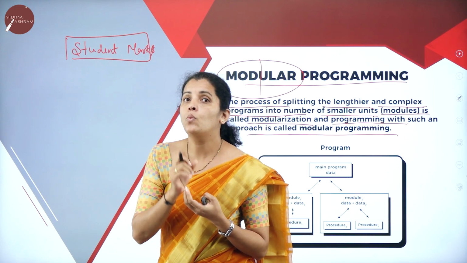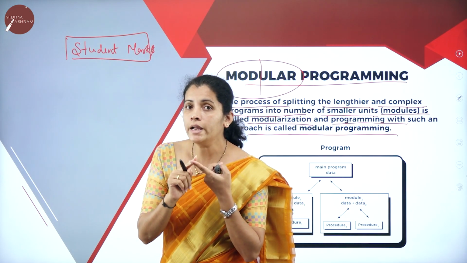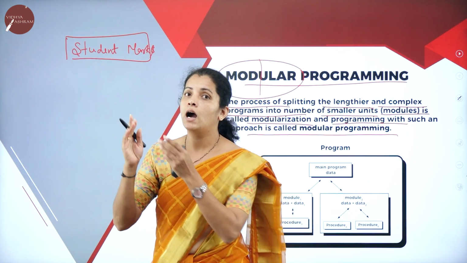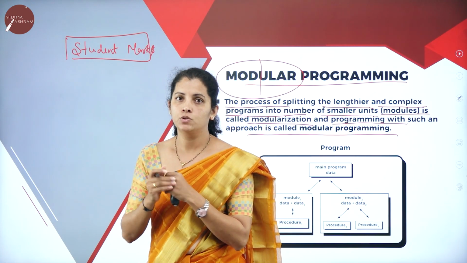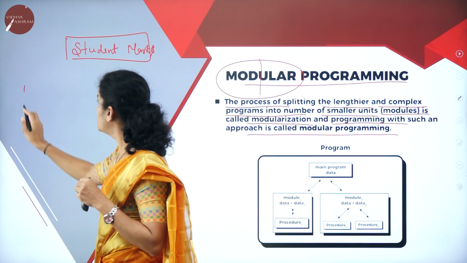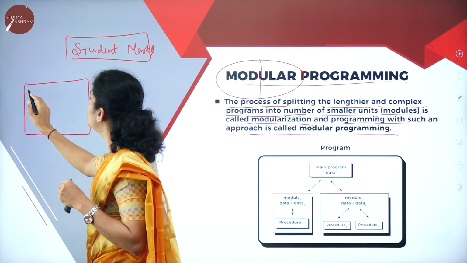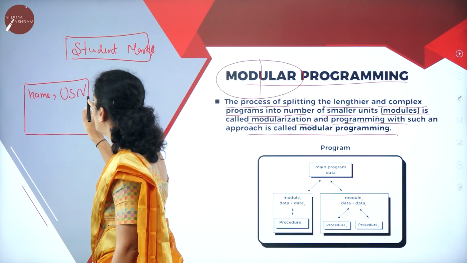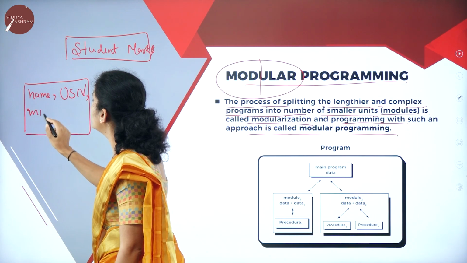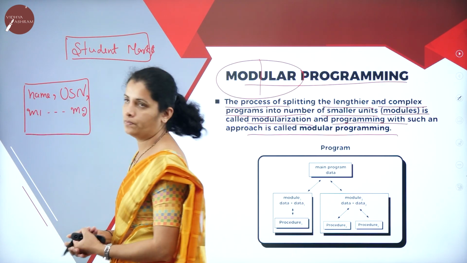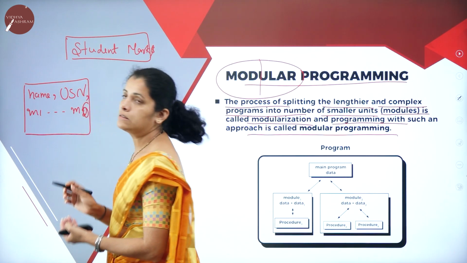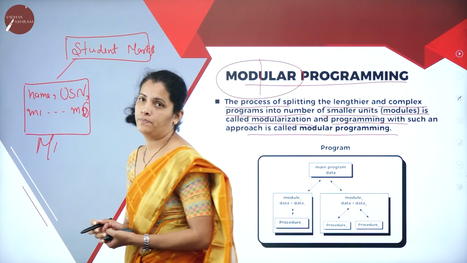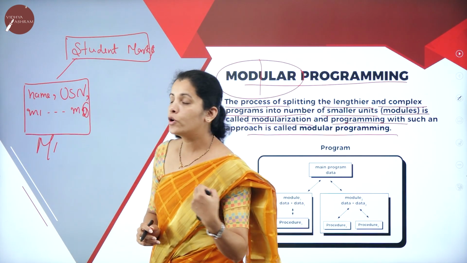So at the beginning, what will I do? I'm going to read the student name, USN, mark 1, mark 2, mark 3, up to mark 6. So that is my first module. So here I'm going to have the student name, then USN, that is roll number, and mark 1 up to mark 6. This is my first module, so I'll write M1. That is nothing but module 1.